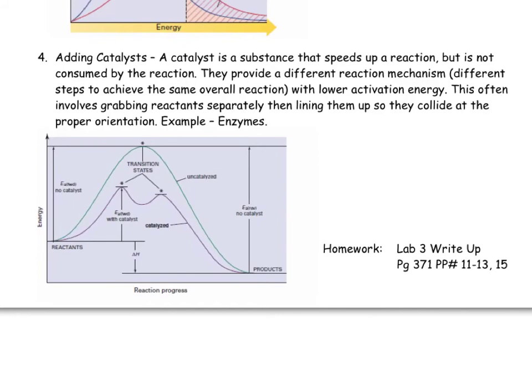The fourth way you can manipulate a reaction speed is by adding a catalyst. A catalyst is a substance that speeds up a reaction, but it is not consumed by the reaction. They work by providing a different reaction mechanism, so different steps to achieve the same overall reaction, and each step has a lower activation energy. This often involves grabbing reactants separately, then lining them up so that they collide at the proper orientation. An example of a catalyst would be an enzyme.